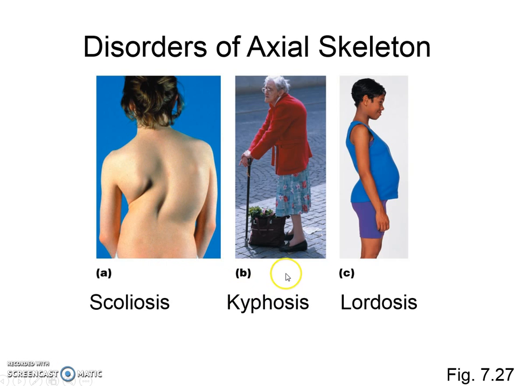In kyphosis, it's actually commonly called hunchback. So you notice with this lady that you have an abnormal curvature in the thoracic vertebrae that bulges out like this. So that's kyphosis. Lordosis is when you have a deep curvature in the lumbar vertebrae below. Lordosis, for instance, is really common in women who are pregnant.